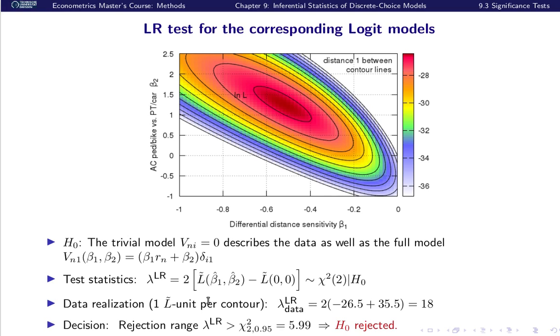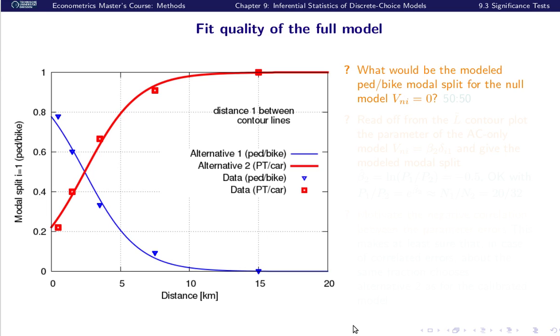And now the quantile for the common alpha equal 5% significance level is about 6. So it's much smaller than 18, so it's clearly rejected. And in fact, the p-value would be 10 to the minus 5 or so, extremely small, highly significant, which also is shown here. That is the model.